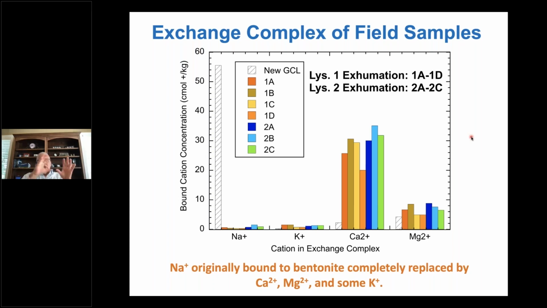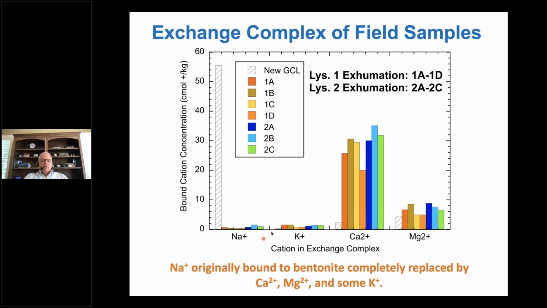And when we get a new GCL, it will be predominantly sodium on the surface, right? That monovalent cation that promotes a lot of swell when it's hydrated. I show the new GCL as the gray hashed bar here. The GCLs that were exhumed from lysimeter 1 are shown with the reddish, brownish, hotter colors, and lysimeter 2, the bluish, greenish, cooler colors shown here. These are exhumed GCLs. New, I have about 55 centimoles per kilogram of sodium affiliated with the bentonite surface.